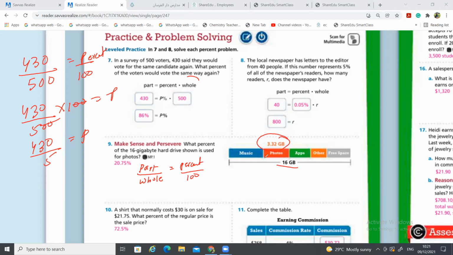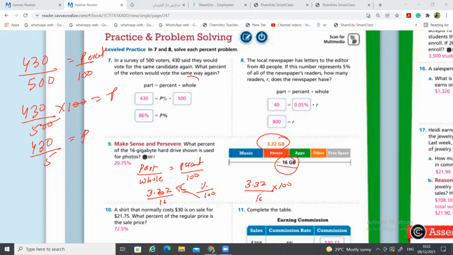I will do it. First, let us do 9 because I skipped. See, how much is the part here? 3.32 GB are the photos out of 16 GB. Your phone has 3.32 GB out of 16. This is the whole space of your mobile, and in that, 3.32 GB is photos. You don't know how much percentage that is, so you need to find percentage over 100. Now where does this 100 go? This is division. It goes there and becomes multiplication. So 3.32 over 16 multiplied by 100.